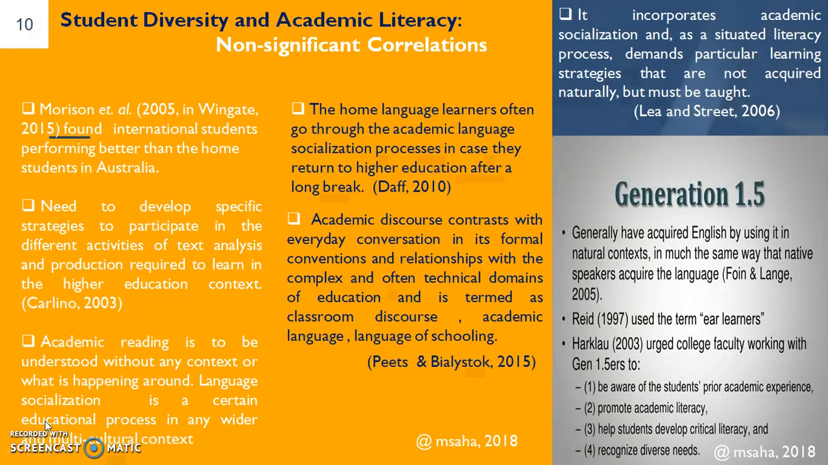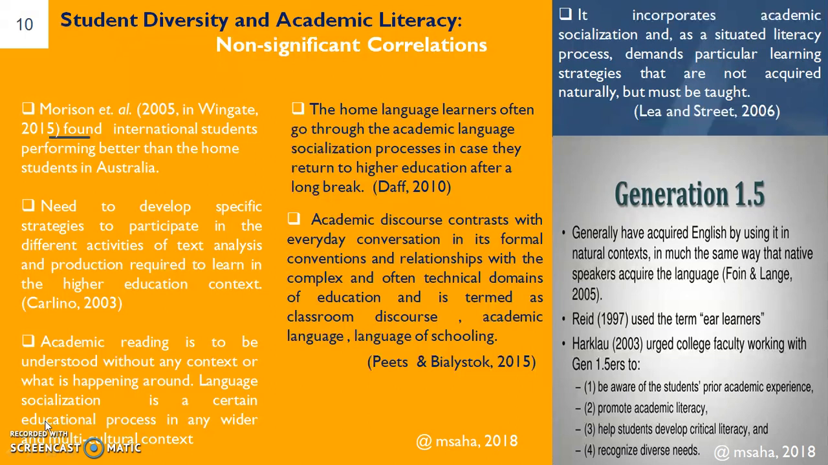Wingate mentions that most of the graduate learners seeking research degrees are coming from the non-English speaking countries. If so, their academic literacy should not be at an alarming level for the educators, since they are supposed to be acquainted with academic registers and be professionally experienced. Besides, Morrison et al. found international students performing better than the home students in Australia.